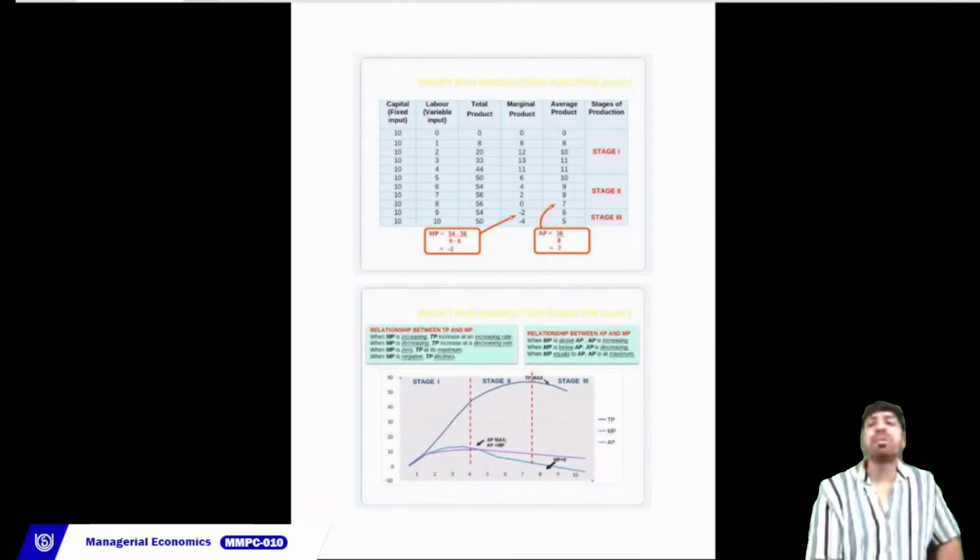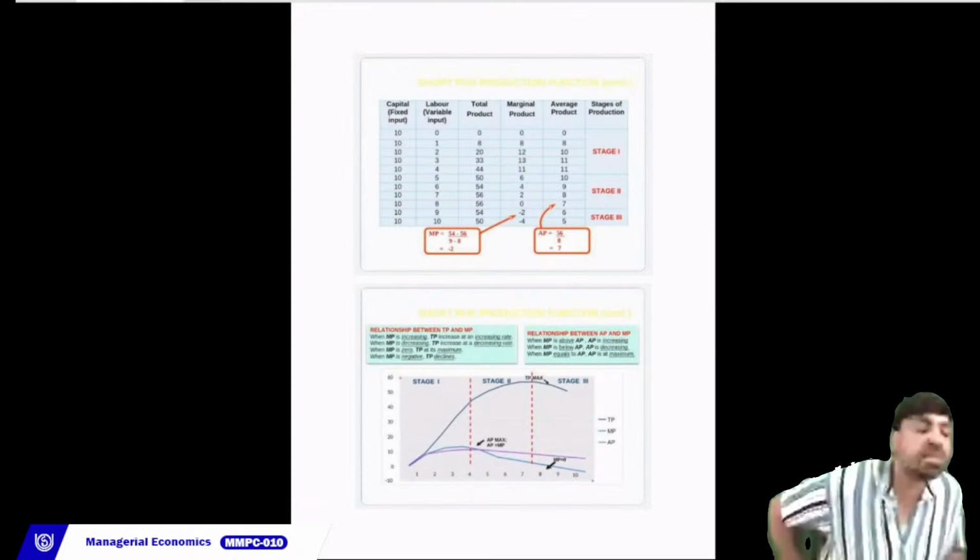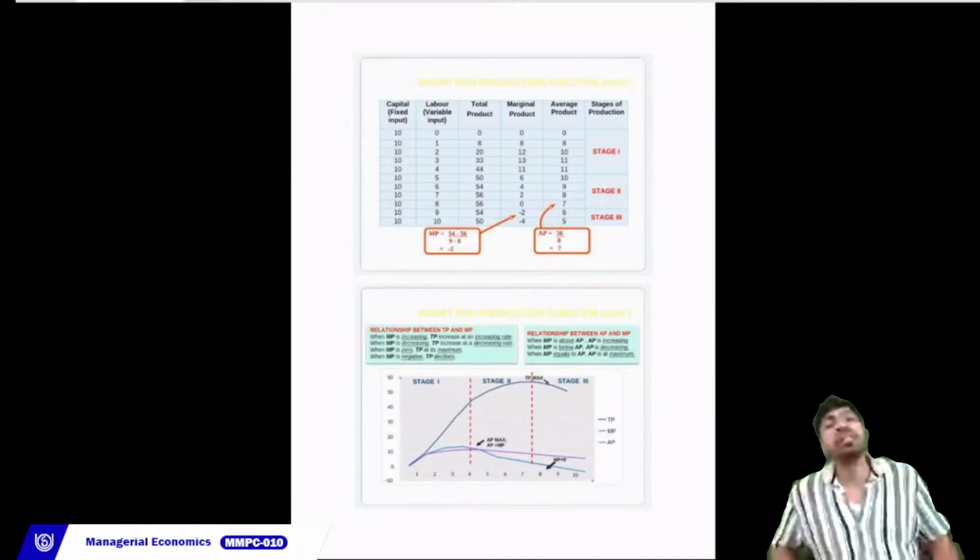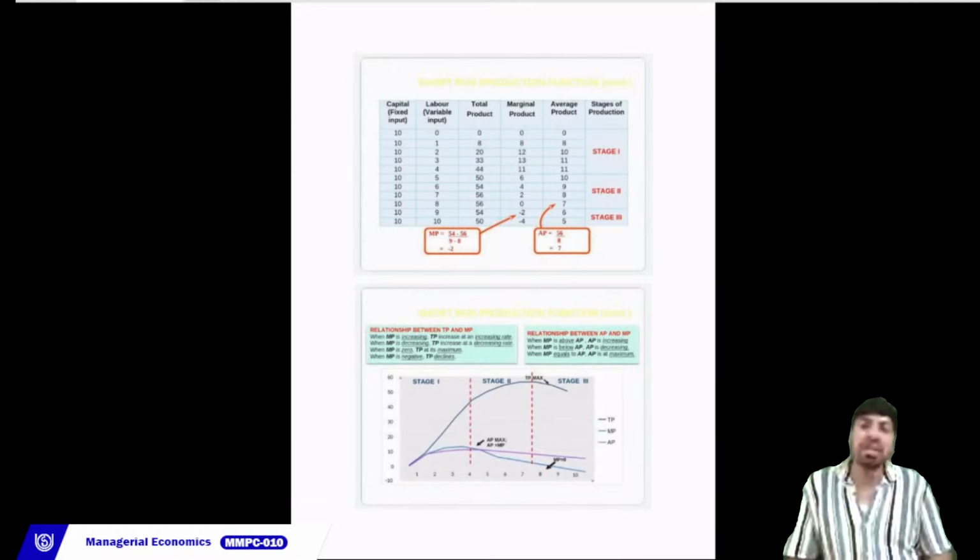The marginal product has been given after the total product because the marginal product will be calculated on the basis of the total product, and the average product will also be calculated on the basis of total product by dividing by the number of units, that is labor. So the marginal product is calculated from the total product as delta TP by delta L. So let's begin. How do we calculate the marginal product? Total product is already given.